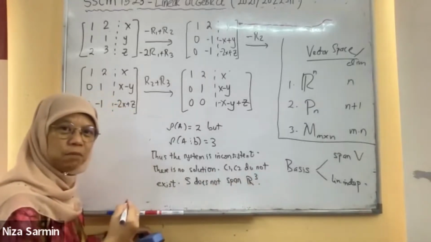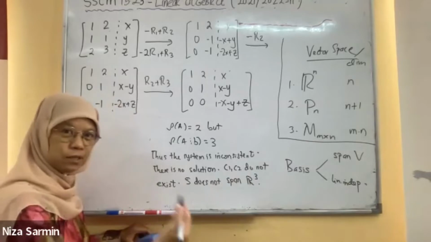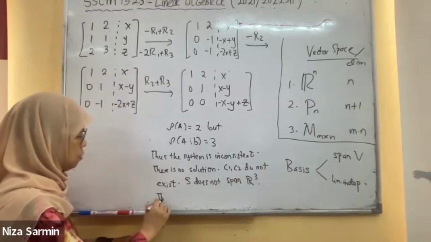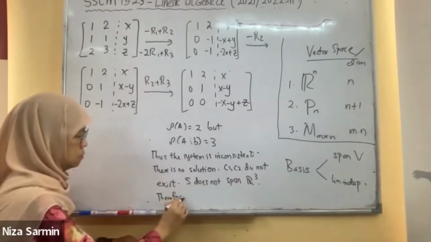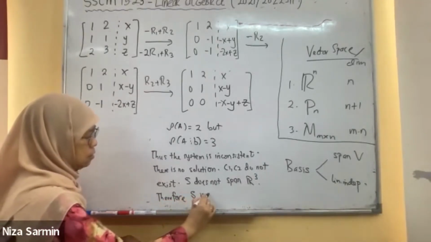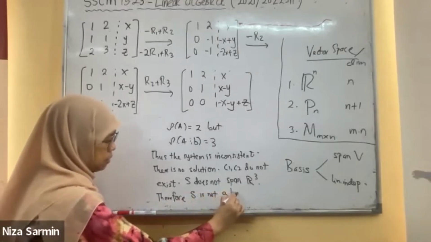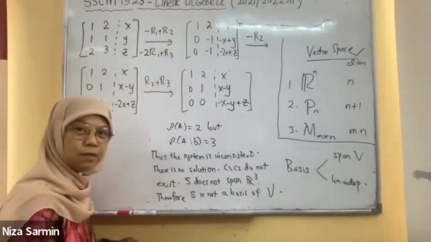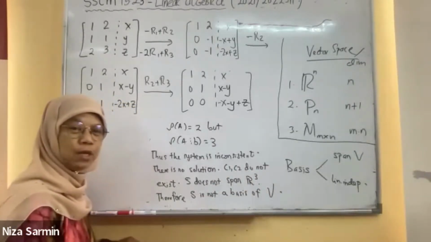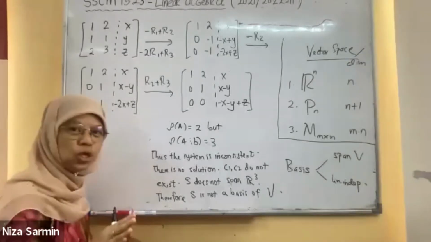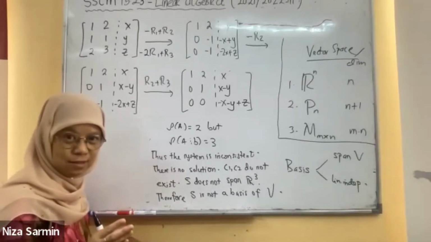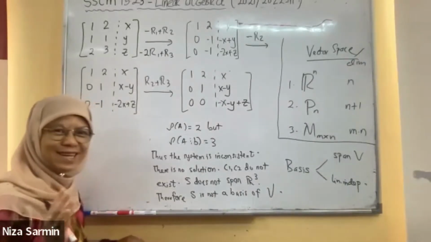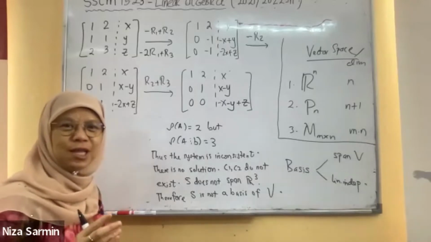Okay, so what does it mean when S does not span R3? So that means that thus, therefore, S is not a basis of V. So you don't need to show linearly independent because myself, I don't know what to put.